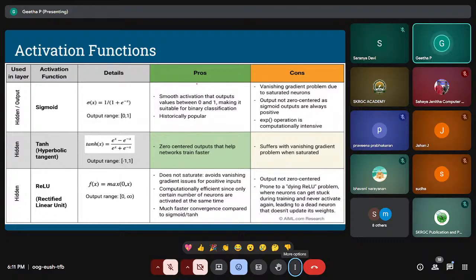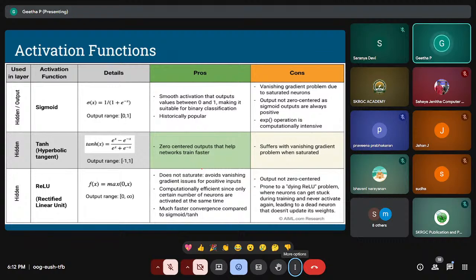The advantage of the sigmoid function is that it gives a smooth activation between zero and one, and it has been used historically. Its output is not zero centered, so sigmoid outputs are always positive. With tanh, it is zero centered, with half of the input positive and half negative. The next one is the ReLU function, which doesn't saturate and can also take positive input, but the output is not zero centered.